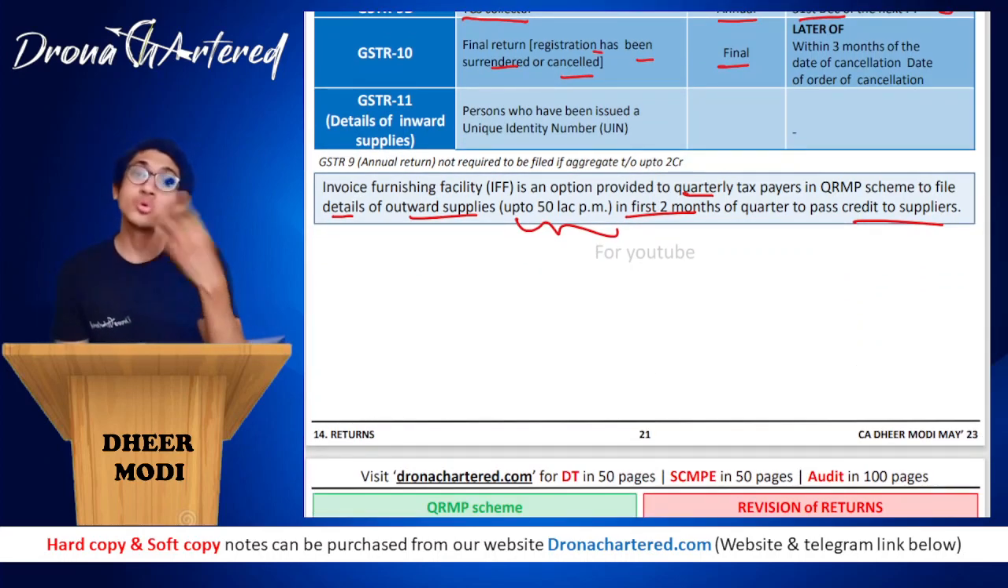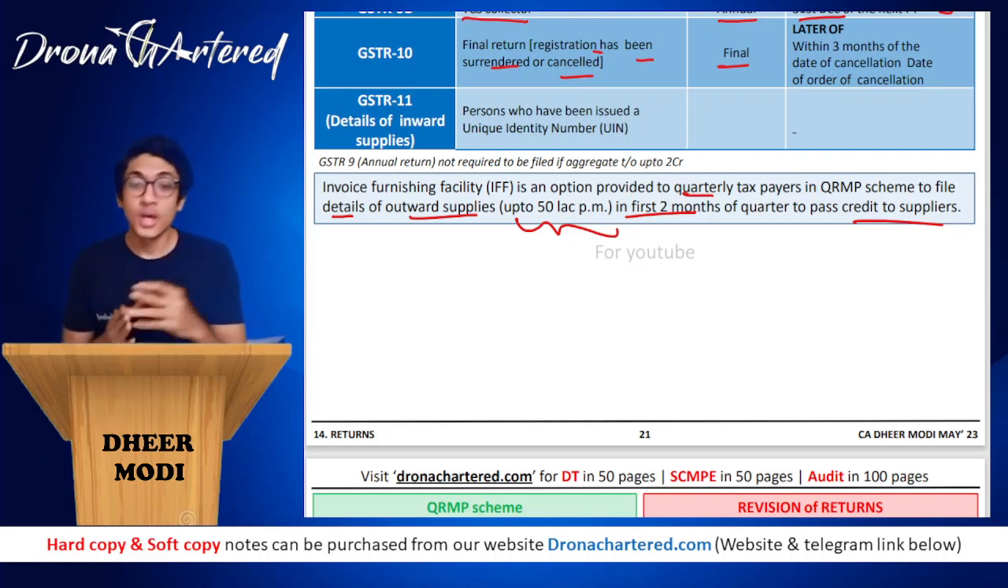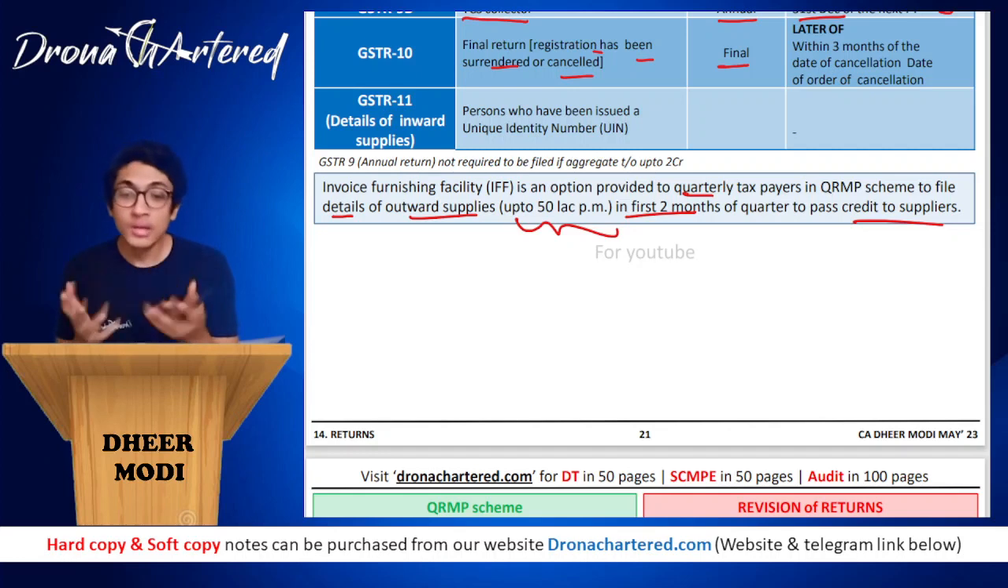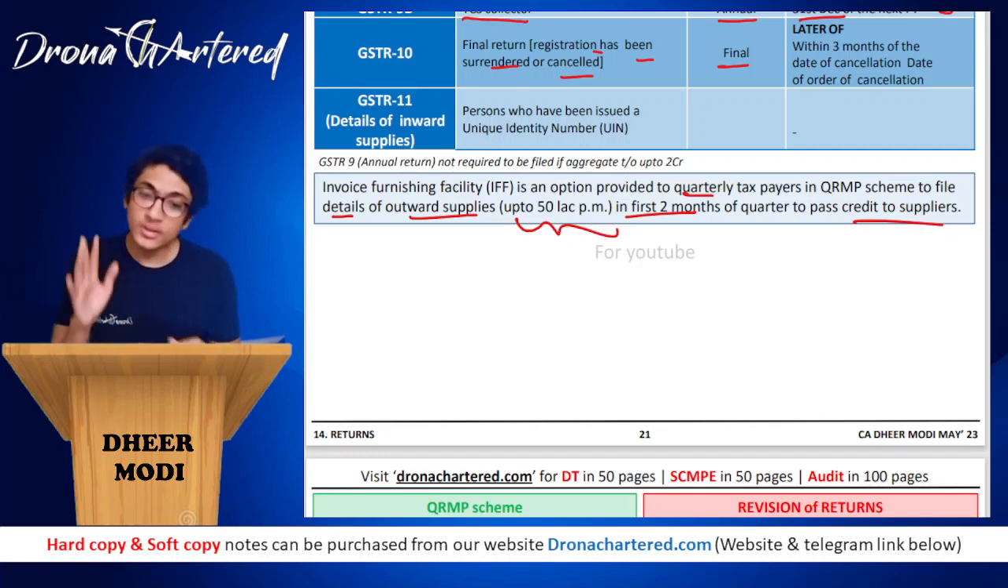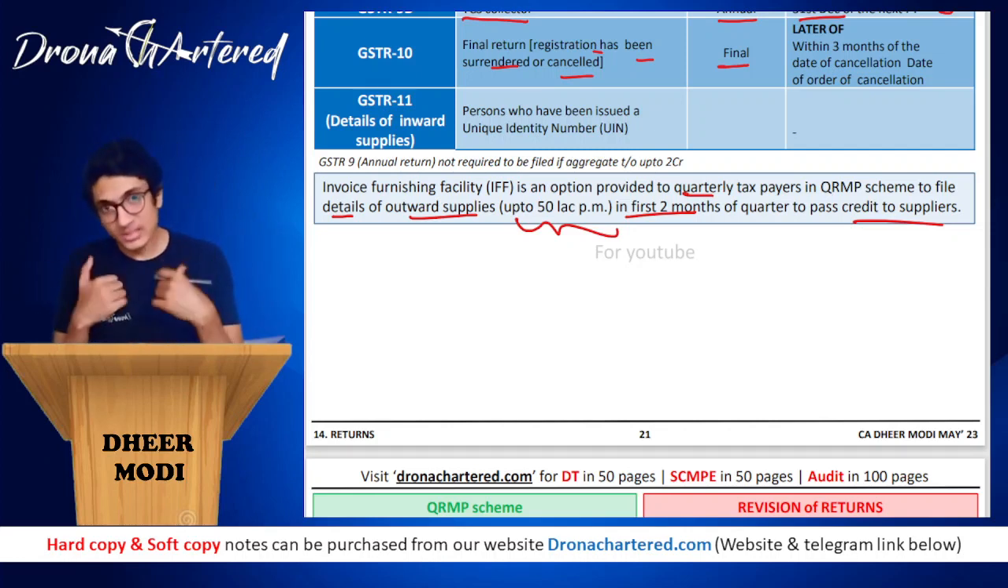Because what happens, you will be furnishing at the end of the quarter, but they have been given an option that boss, you can do this, you can provide it, an option to quarterly taxpayers in QRMP scheme to file details of outward supplies in the first 2 months of the quarter. Because if you do not file your return for 3 months, your supplier will not be receiving this credit, right? Because you have not uploaded these invoices. So therefore, IFF gives this option that in the first 2 months you will be allowed to put your invoices so that your supplier will be eligible to take this credit.